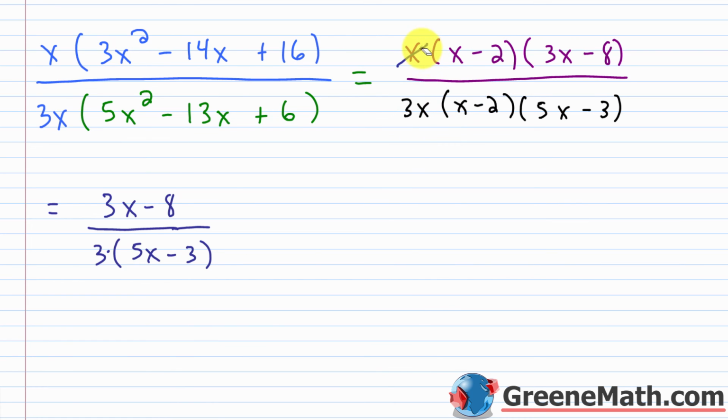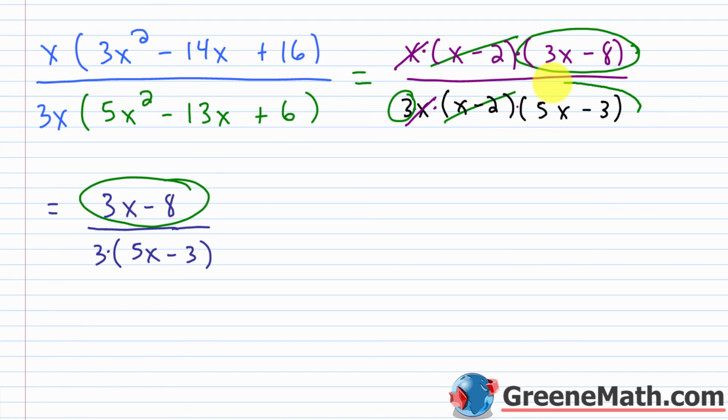If I go back up here, you can see that this is multiplication, this is multiplication, this is multiplication, this is multiplication, this is multiplication. So this cancels with this. Those are common factors. And this cancels with this. Again, those are common factors. So in the numerator, I'm just left with this, which is what I got, 3x minus 8. In the denominator, I'm still left with a 3 multiplied by the quantity 5x minus 3, which is what you have down here. So you end up with 3x minus 8 over 3 times the quantity 5x minus 3.